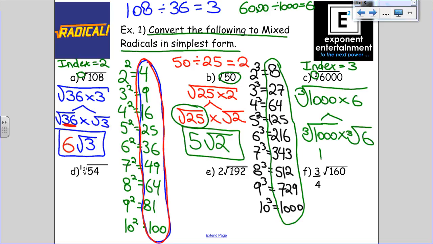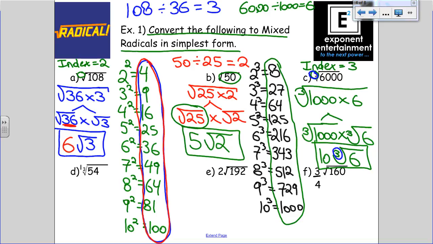Whichever number you pick off your perfect cube chart is the number that you should be getting rid of. Again, notice that my index started as a 3 and my index finishes as a 3. That's not a coincidence. Your indexes are always going to be the same, so make sure you don't accidentally change it.